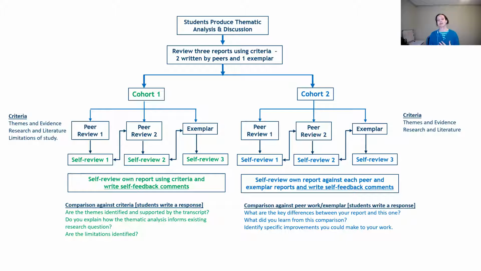So peer review 1 and self-review 1, they'll be looking at that peer review 1's work. And they were asked to answer specific questions. What are the key differences? What did you learn? And were there any specific improvements you could make to your work?